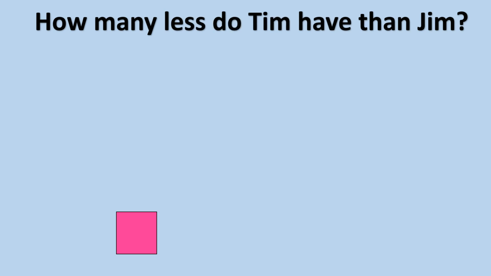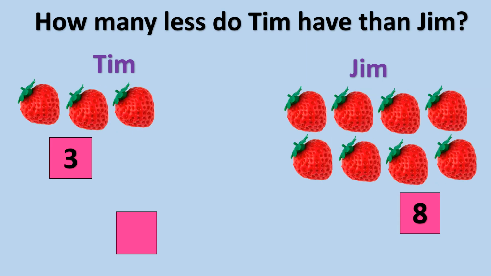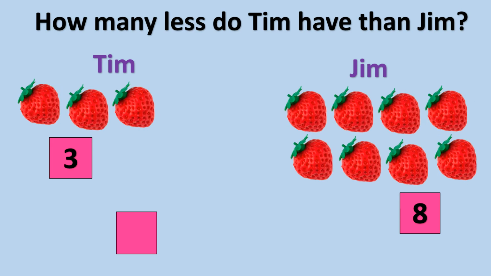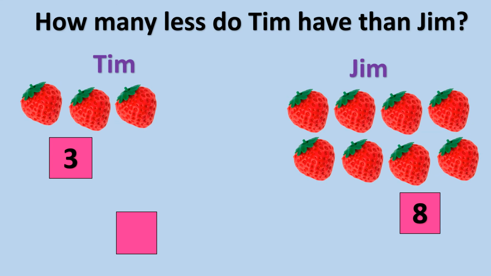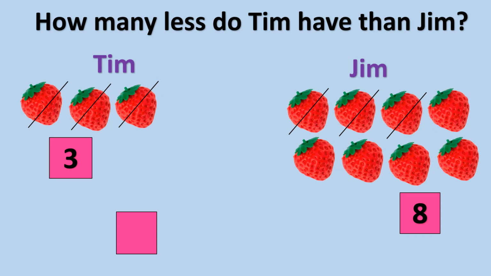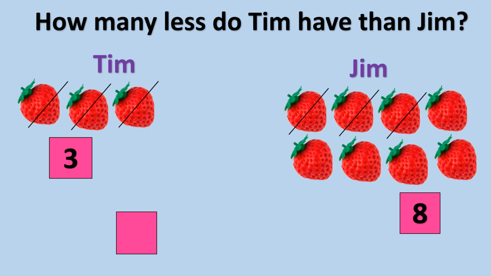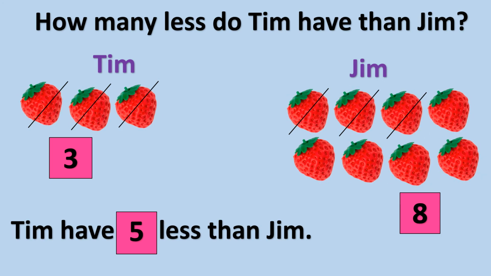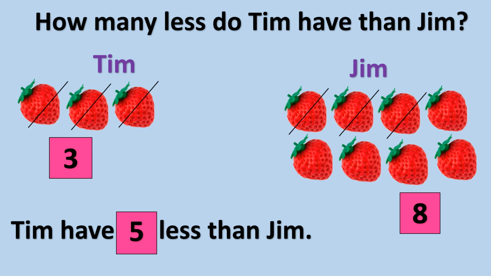Now let's do the opposite. How many less does Tim have than Jim this time? Tim has 3 strawberries this time and Jim has 8 strawberries this time. So what is the common number between them that we'll strike off? 3. So let's strike off 3 strawberries. And how many extra strawberries does Jim have now? 1, 2, 3, 4, 5. So how do we write the answer? Tim has 5 less than Jim. Good. So there is one more last example which you can also try with me.